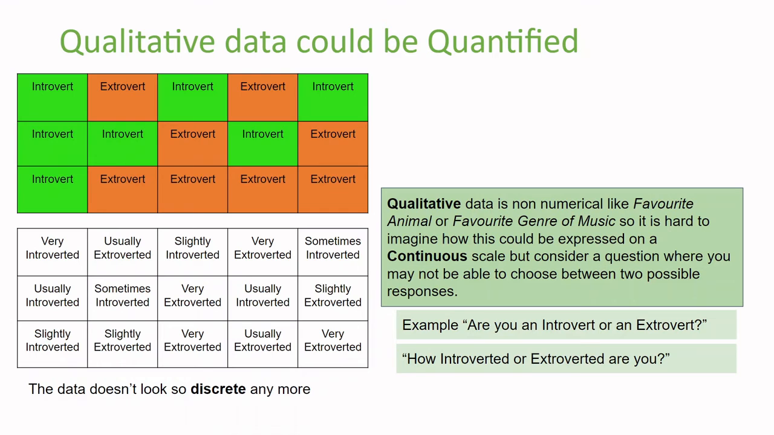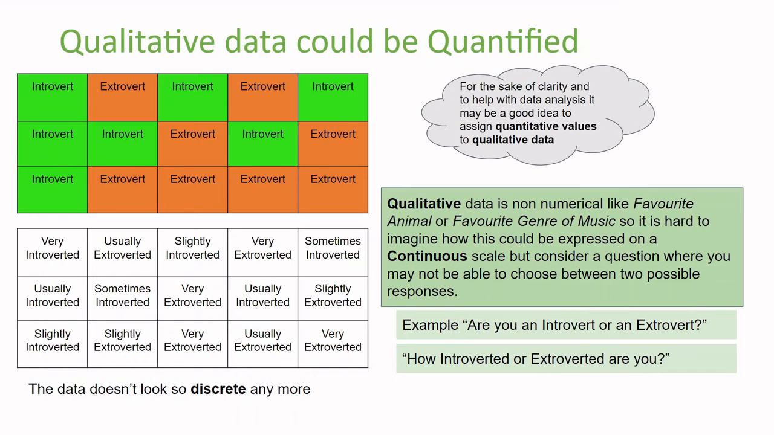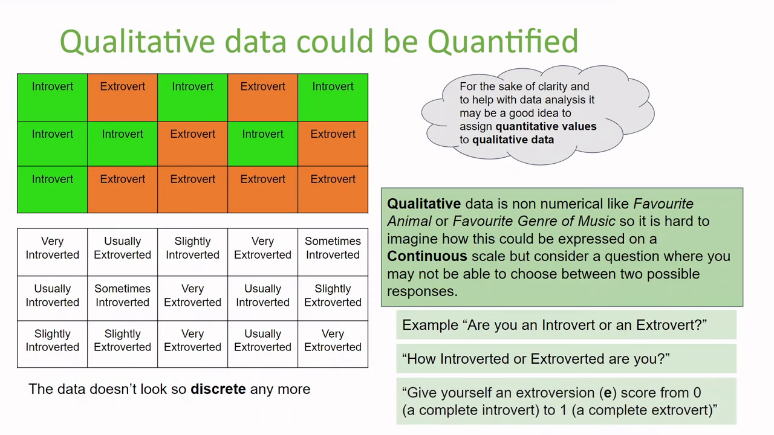So rather than asking for a qualitative response, that is a non-numerical response, it might make sense to make this clearer to ask for some quantitative response. Ask for a number on a scale of 0 to 1, 0 being completely introverted and 1 being completely extroverted. What score would you give yourself as an extroversion score? So the higher the score, the closer to 1, the more extroverted you are.